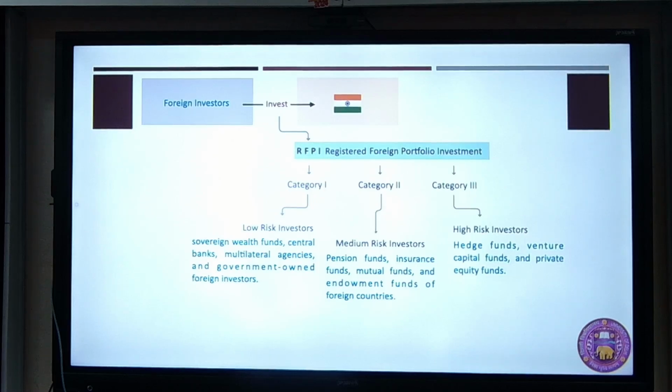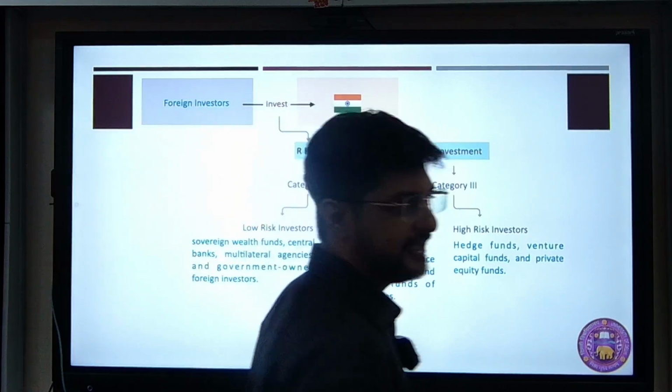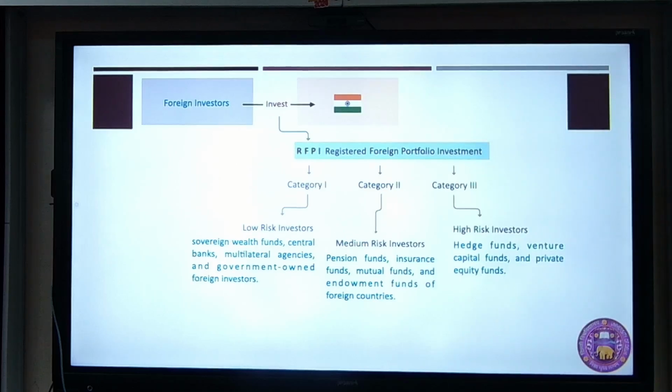Does anyone know the difference between venture capital and private equity? You have these three terms: angel investors, venture capital, and private equity. Are you aware of the difference between these three? Being finance students, you must at least know these three basic terms. Angel is like, yeah, a first time investor.